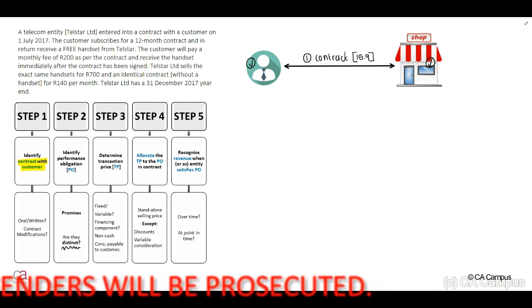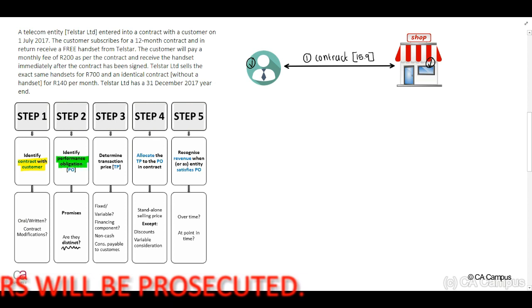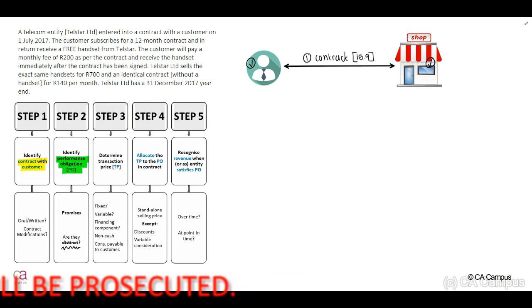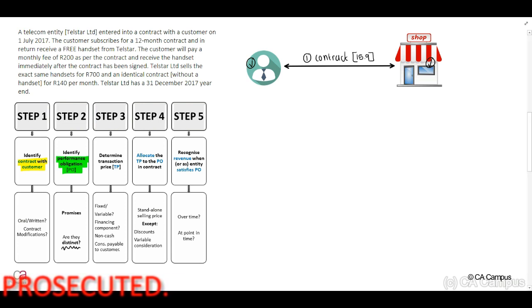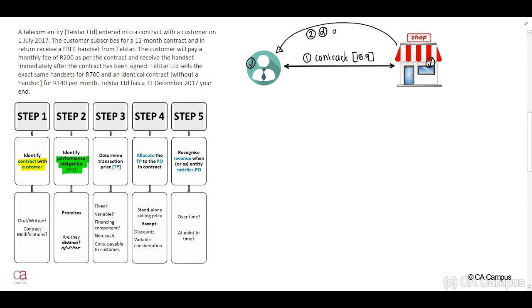The second step, we need to identify the performance obligation. Now, what is a performance obligation? This will be a promise by our entity to deliver distinct goods or services, or a series of distinct goods or services to our customer. Step 3, we need to determine the transaction price. Now, this is the consideration that our entity will receive from our customer. There are 4 important aspects that we will look at during our lecture.